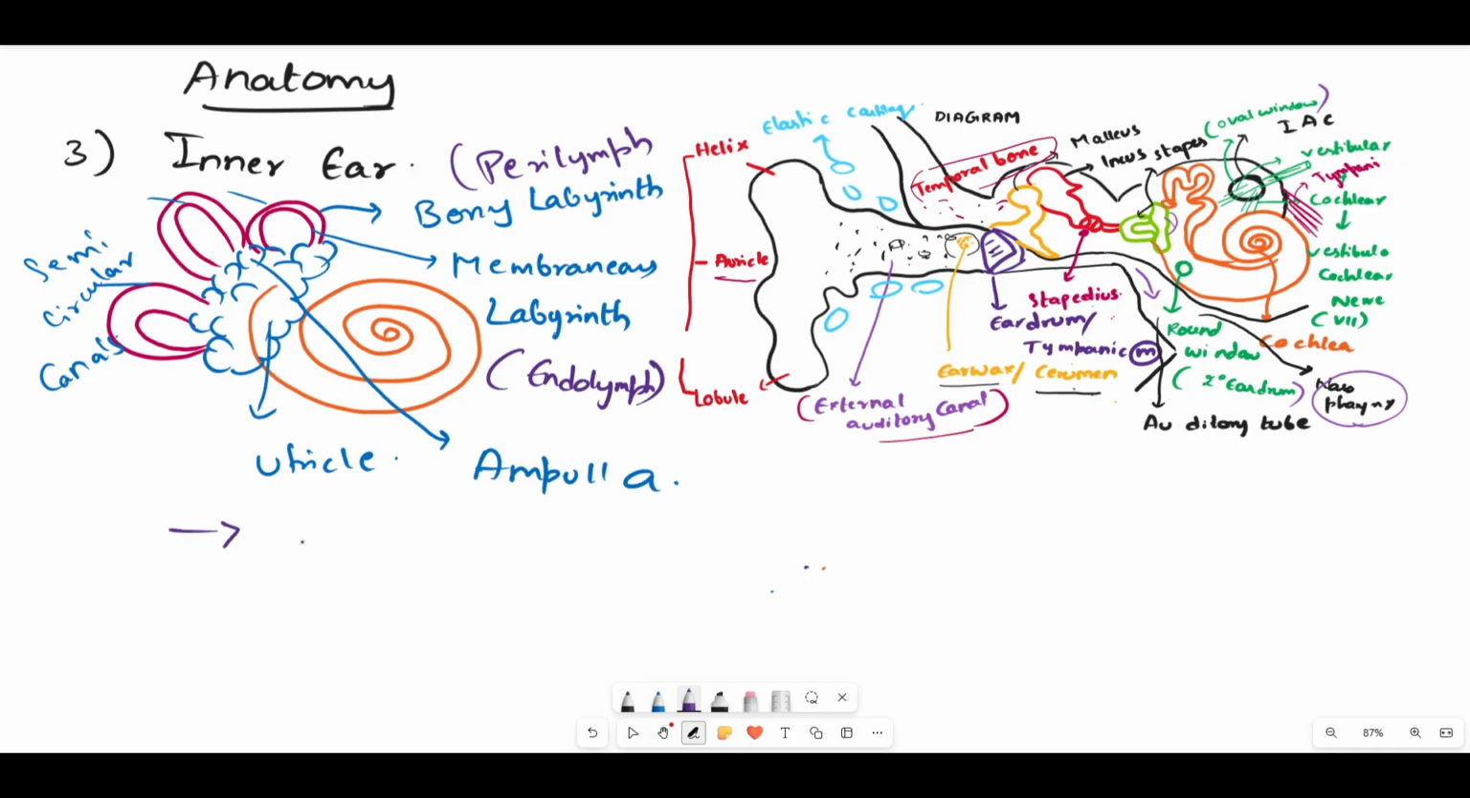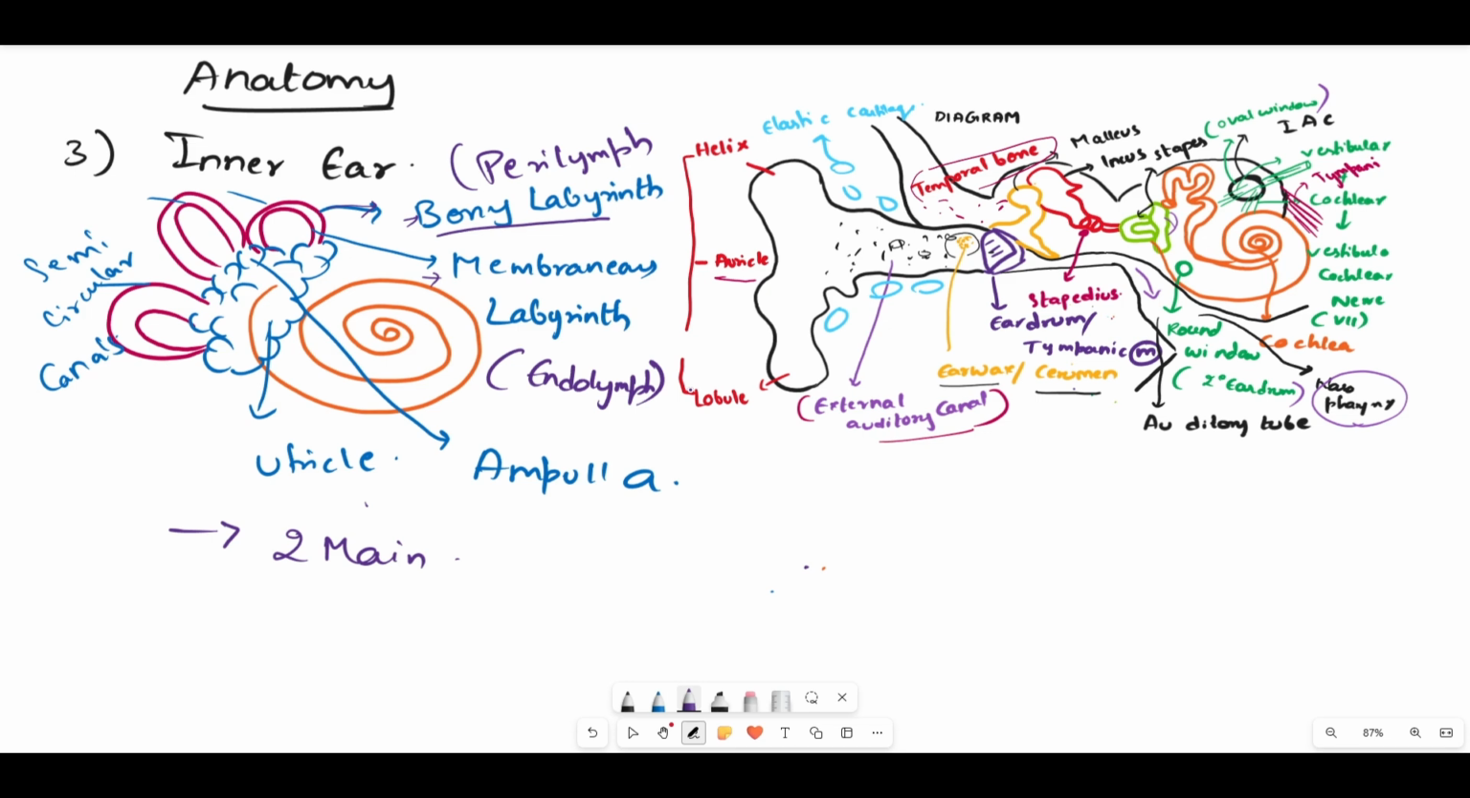This inner ear mainly has two main divisions. There are three different canals called semicircular canals, and the outermost part we call the two main divisions. One is the bony labyrinth, the other one is the membranous labyrinth. The bony labyrinth has perilymph in it, and the membranous labyrinth has endolymph in it. So just describe the structure and the inner ear will be done. That's all about the ear anatomy.